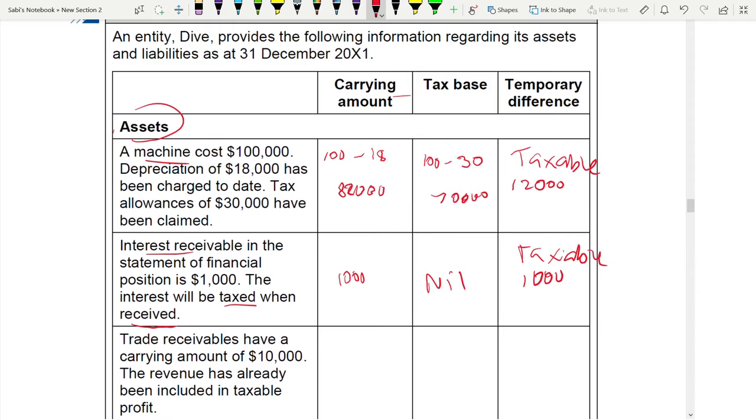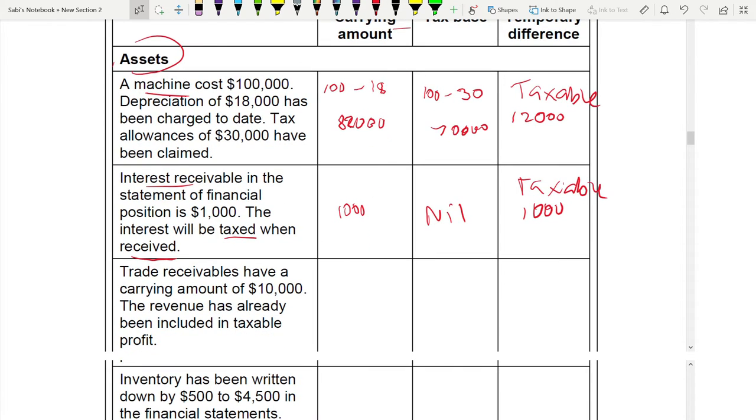Third is receivable. So trade receivables have a carrying amount of 10,000. Revenue has already been included in taxable profit. So carrying amount is what? 10,000. What is the tax base? Tax base, 10,000. Because they told this has been included in taxable profit. That means on this only you are going to pay tax, 10,000. Okay. So this is the accounting profit, also the carrying amount. Also the taxable profit here, the tax base. So 10,000, the difference is nil. There is no deferred tax.